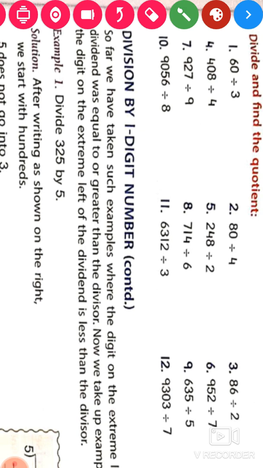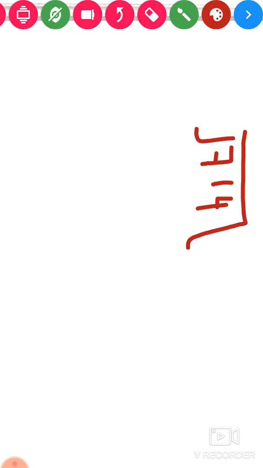So, question number 8. Let us do question number 8. 714 divided by 6. Start doing this question. I will help you. You do this question first, then I will help you.